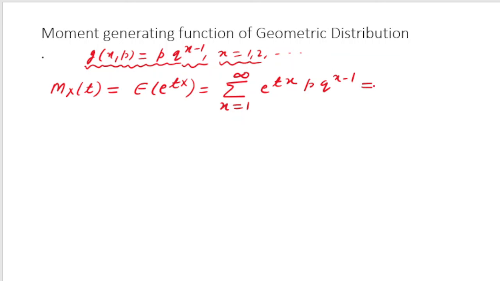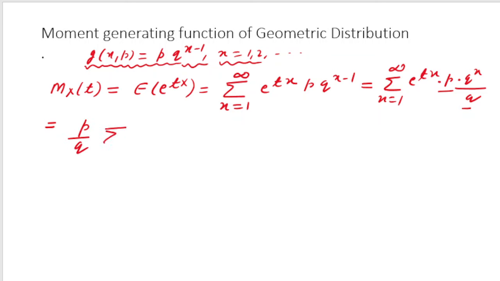Let me write it otherwise. I write the sum from x = 1 to infinity of e^(tx) into p into q^x by q, since q^(x-1) can be written like this. Now there are two constant terms, p and q, which are independent of x. So I write p by q common out of the summation, and in the summation we have x varying from 1 to infinity, with the e^(tx) term and the q^x term. That can be written as (q e^t)^x.